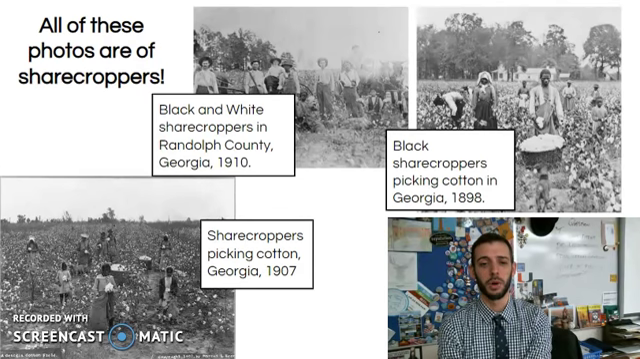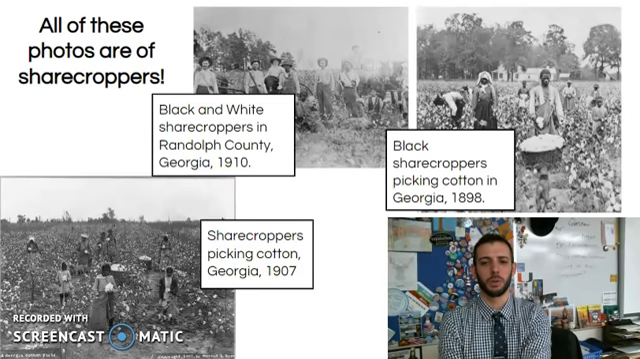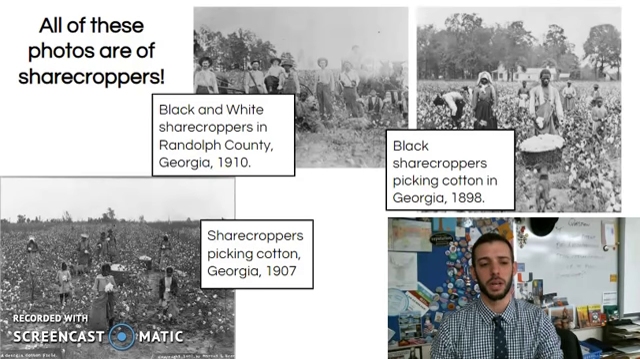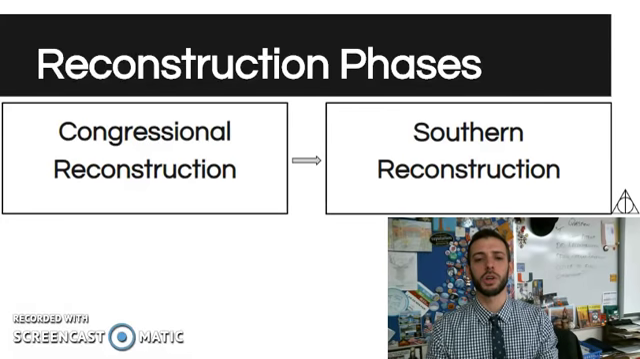There's a photo of sharecroppers in Georgia in 1910, a photo of sharecroppers in Georgia in 1907, and a photo of sharecroppers in 1898. All of those images are of sharecroppers, and those images look a lot like slavery. The one difference is you can see in that top image up at the corner there that there are some white sharecroppers as well. This is true. There were white sharecroppers who would rent that land and sometimes also fall into that same system of poverty and debt.